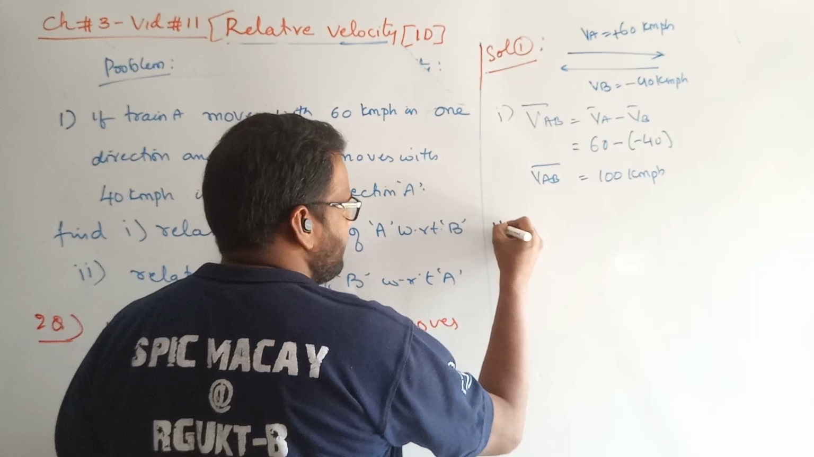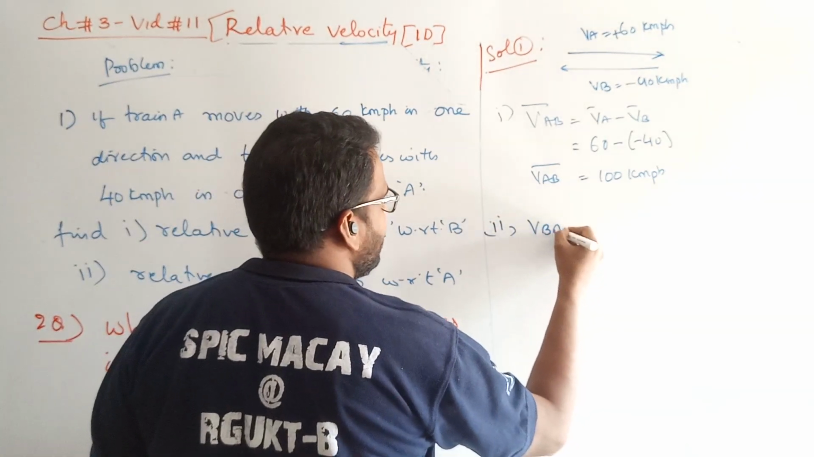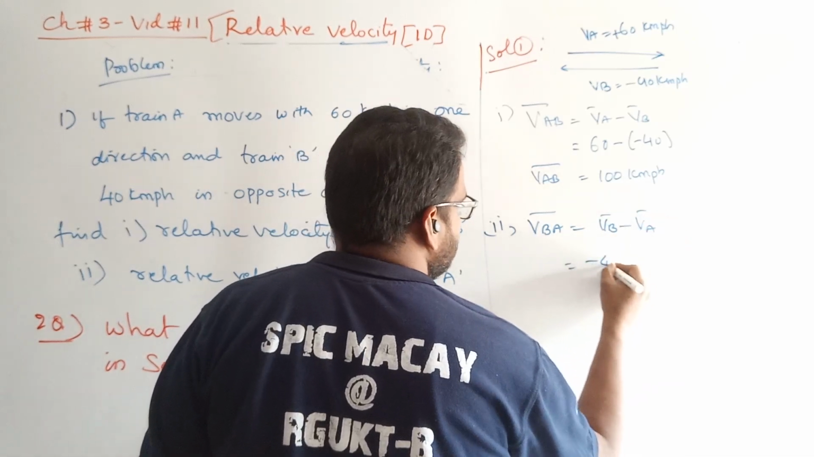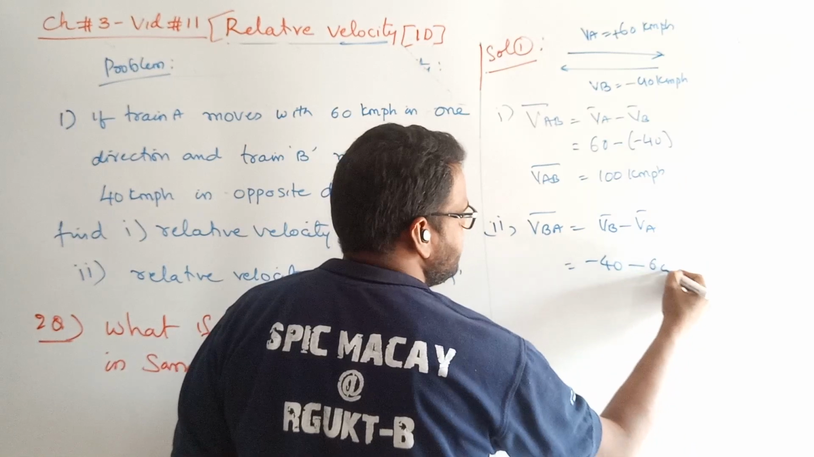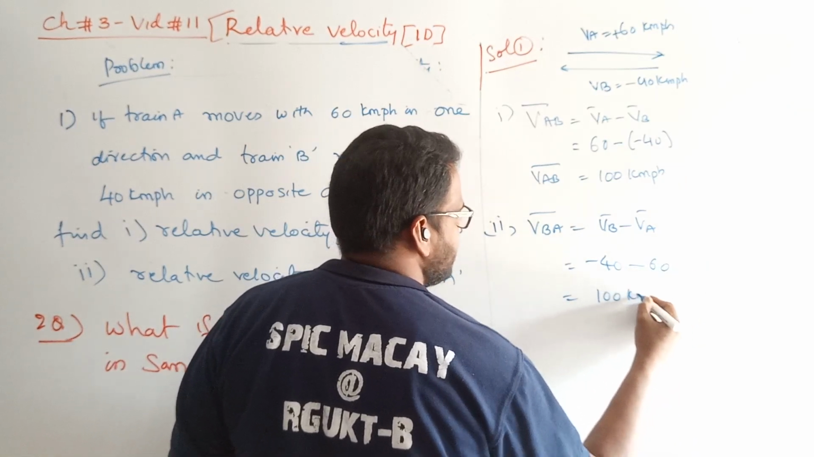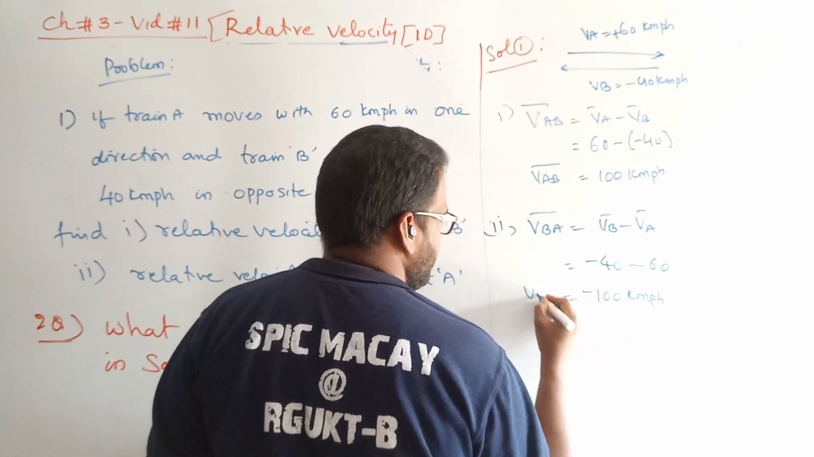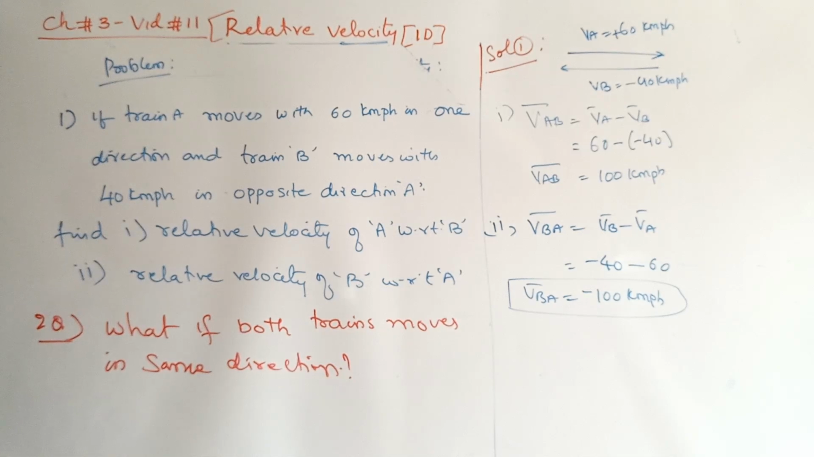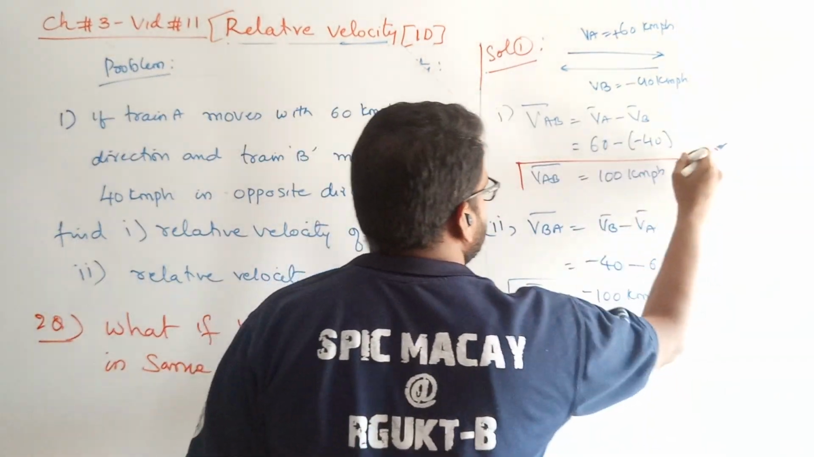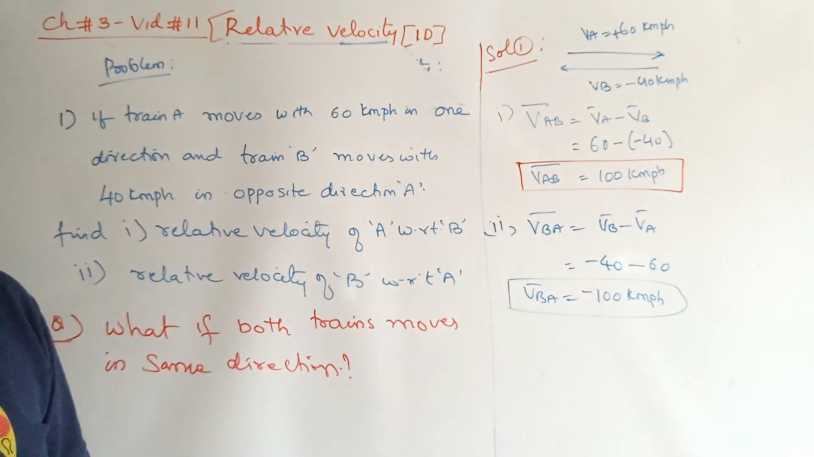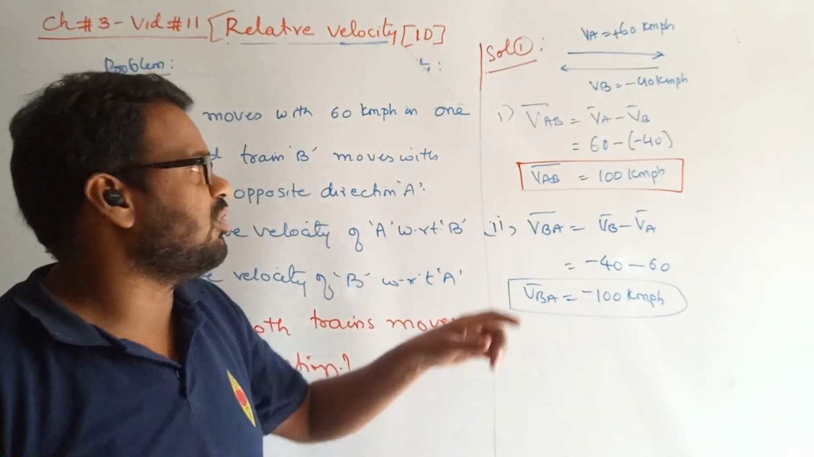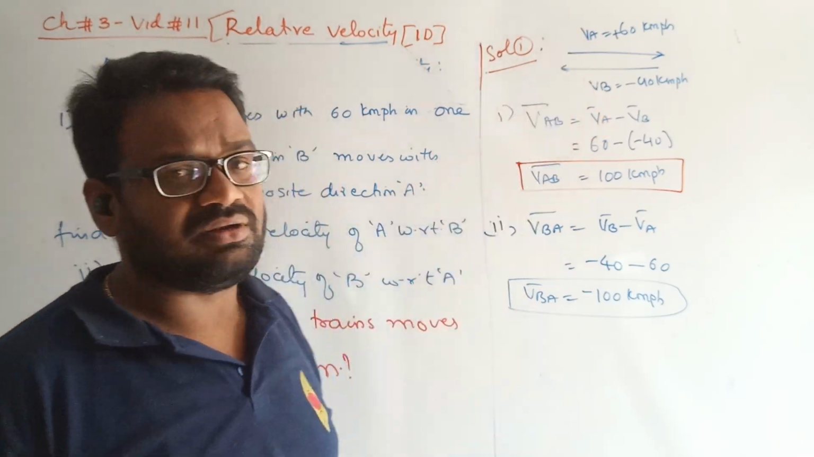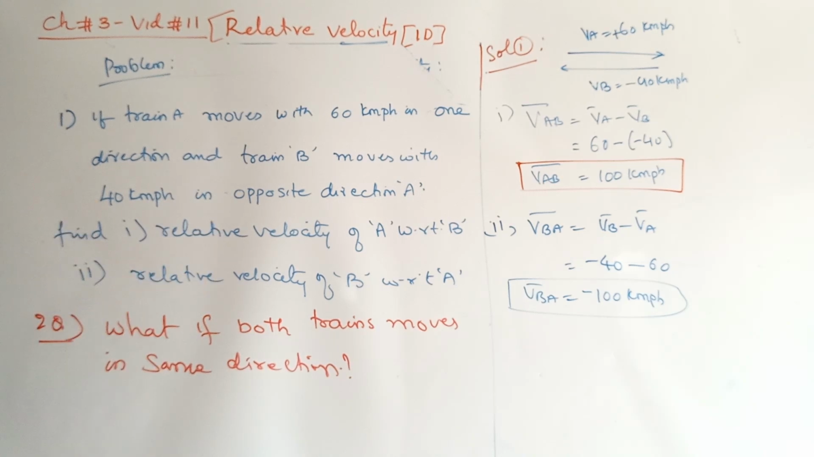Similarly, let us check the second part now. VBA is equal to VB minus VA is equal to minus 40 minus 60 is equal to minus 100 kmph. Now what is this? What is minus 100 kmph? What is this plus 100 kmph? VBA is minus 100 kmph. What does it mean? The person in train A is watching a person in train B.